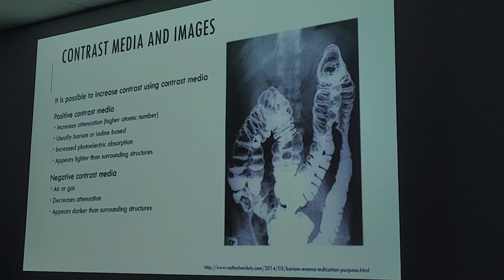So which one of the two contrasts enhances photoelectric absorption? Barium. One makes it dark and one makes it light. Air is going to have more transmission, less attenuation. Barium is going to have more attenuation, more absorption. So barium is the one that deals with photoelectric absorption.